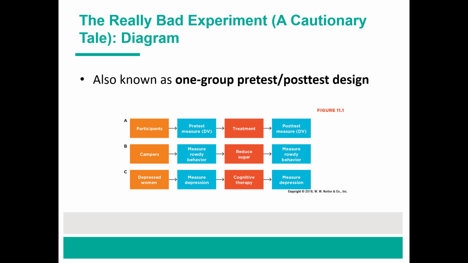You can see the outline of this type of experiment here on the slide. Part A is a general diagram, and parts B and C are diagrams of specific studies we'll discuss. The really bad experiment is also known as a one-group pre-test, post-test design, which means that there is one group of participants who are measured on a pre-test, exposed to a treatment, intervention, or change, and then measured on a post-test. Such a design is problematic because it is very vulnerable to threats to internal validity.